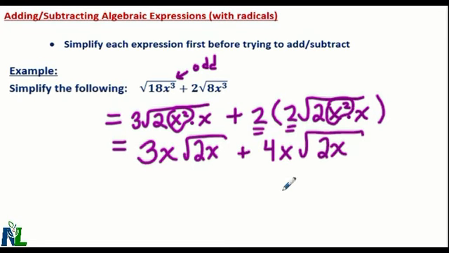Now, if you look at what we have here, we have like radicals. The coefficients both have a variable of x. The radicand for both is 2x. So I can now add these and I will get 7x square root 2x.